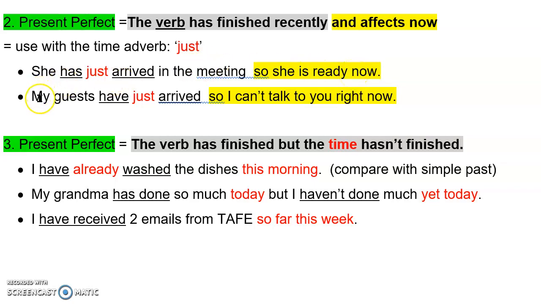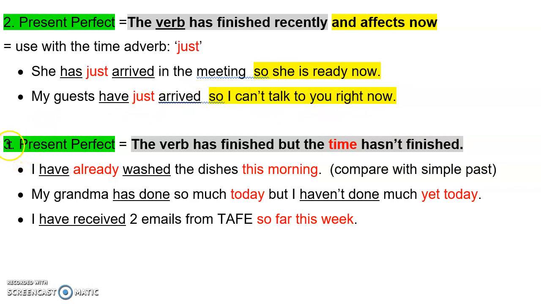Let's look at the next one. My guests have just arrived. So this just is our time, and our present perfect, this is our verb, have arrived. Okay. So this verb is finished, but it finished very recently. So just a little time ago. So that's how we can use the present perfect, and this affects now. My guests have just arrived, so I can't talk to you right now.